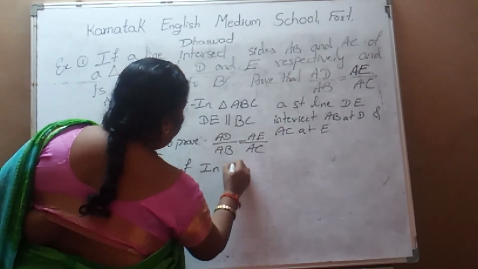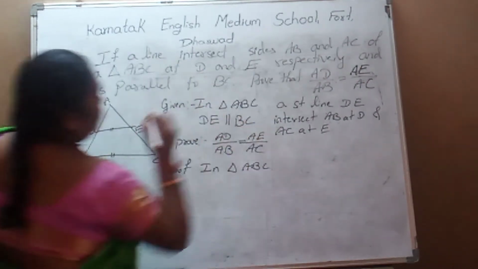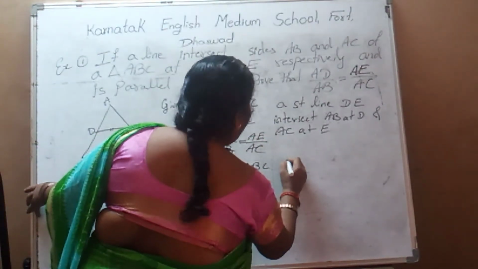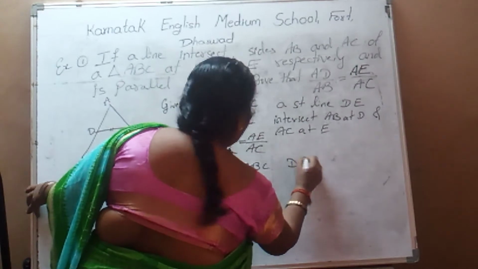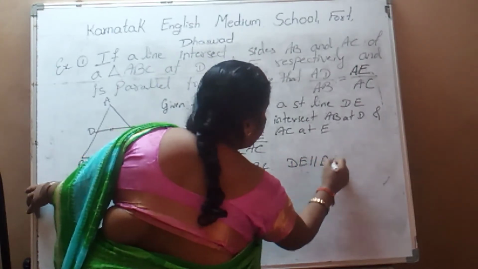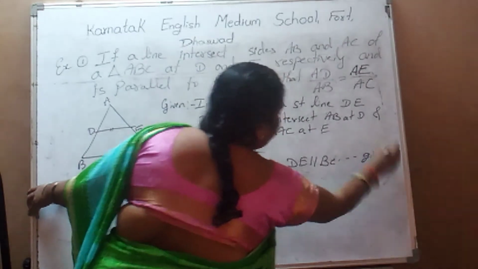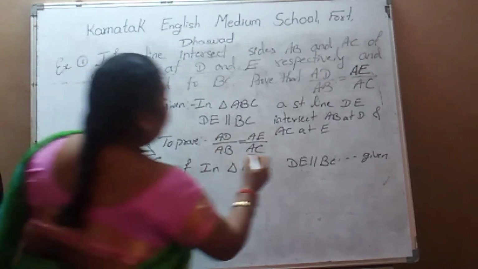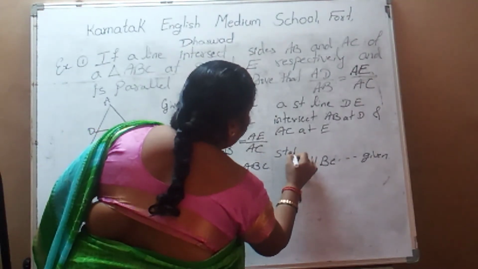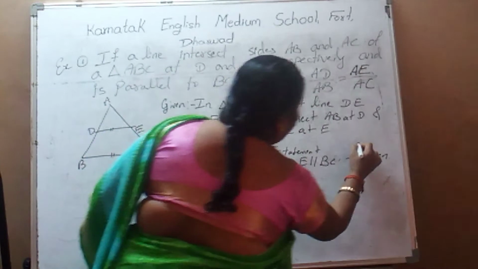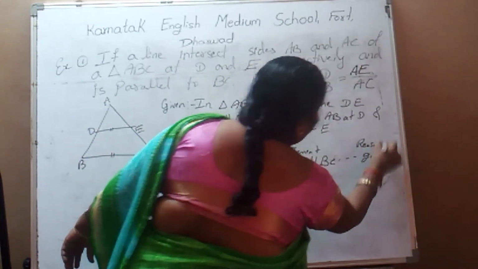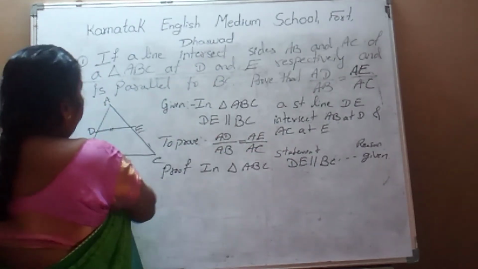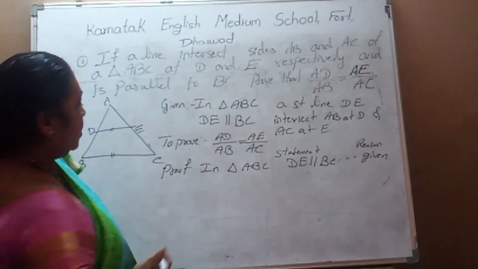In triangle ABC, they have only given DE parallel to BC. This is the given statement and reason. You already studied last year how to write that proof. Statement: DE parallel to BC, already given.